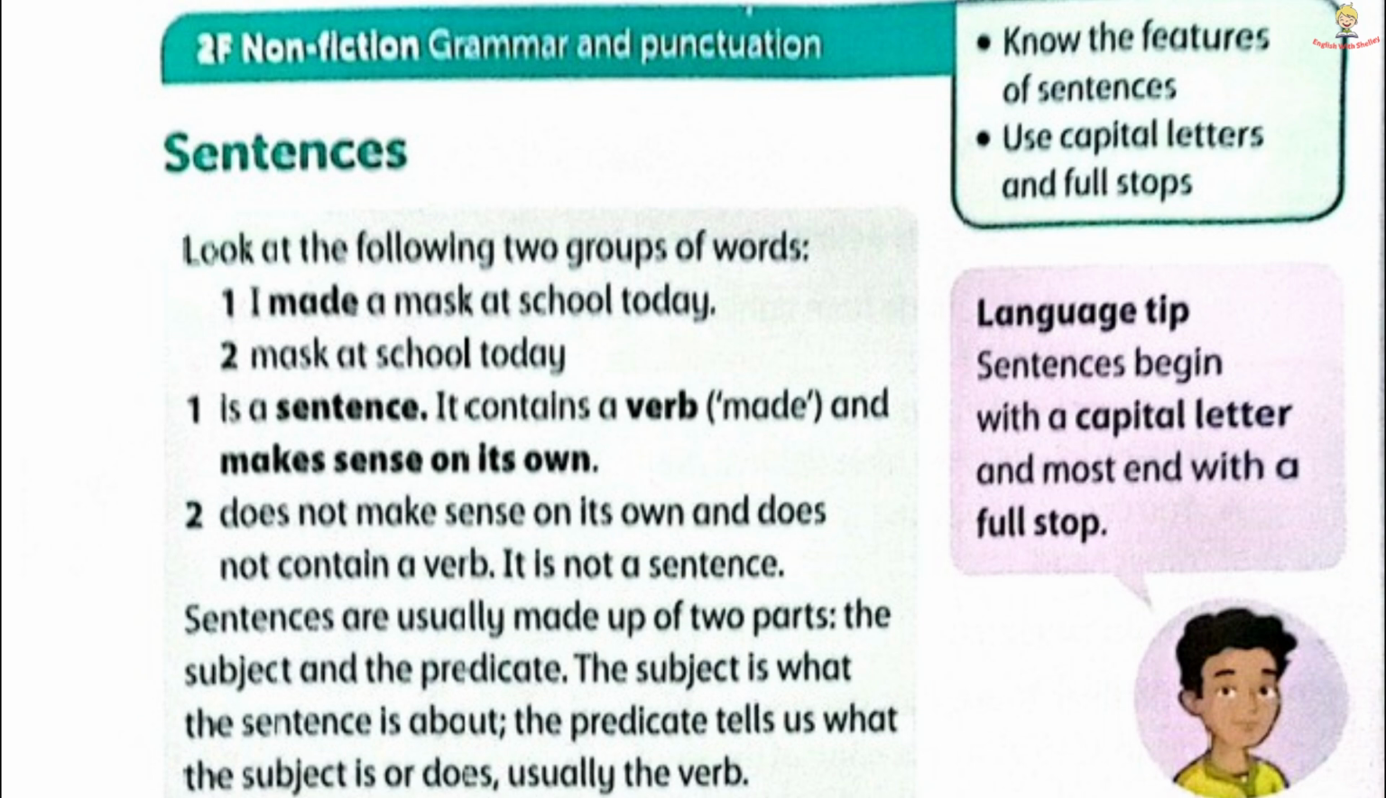Then the second part is the predicate. The predicate tells us what the subject is or does. So the predicate tells us what the subject does or what the subject is about. So in this sentence, made a mask at school today is the predicate because it gives information about what the subject is doing, and also usually the verb. So the predicate mostly contains the verb, and here in this sentence I is the subject and the rest of the sentence is the predicate.